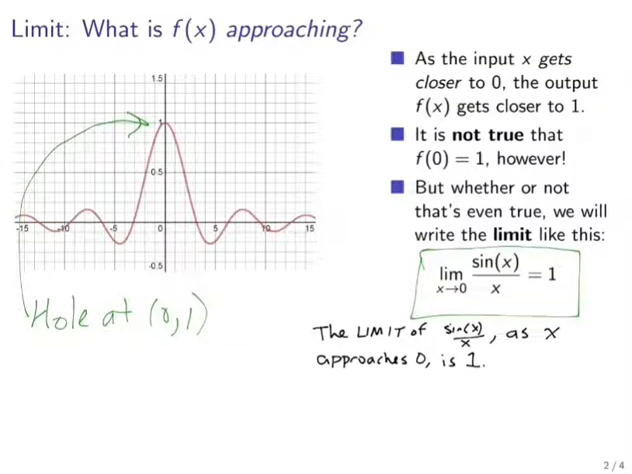But notice that that's really slightly different from saying that f of 0 is 1, because that's just not true. This function, this graph as a whole, the function is undefined at 0. So we write equals there to say that the numbers are getting closer and closer. The outputs are approaching 1.